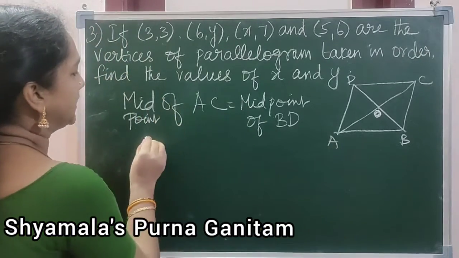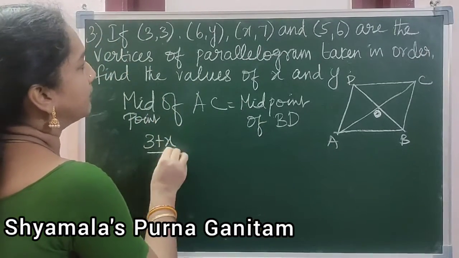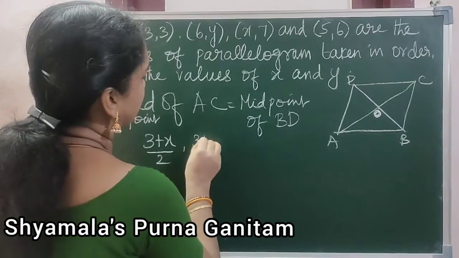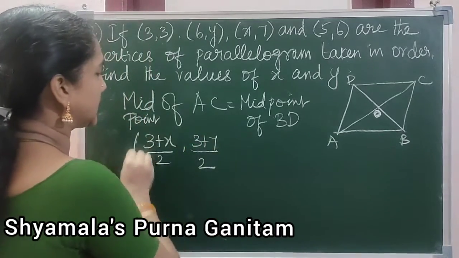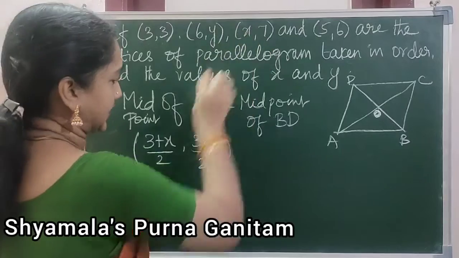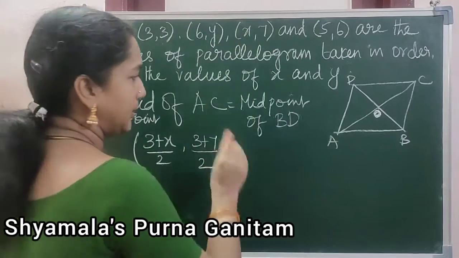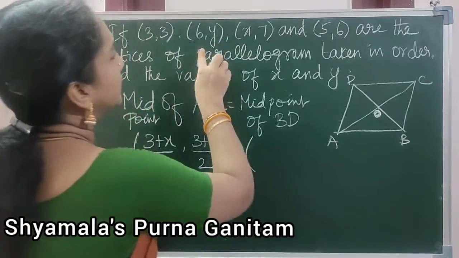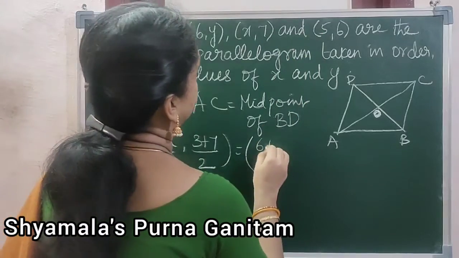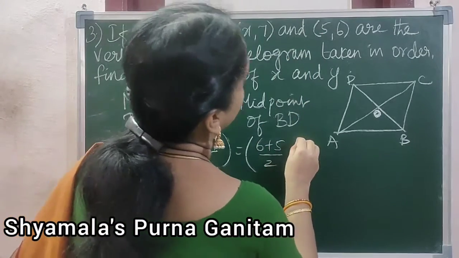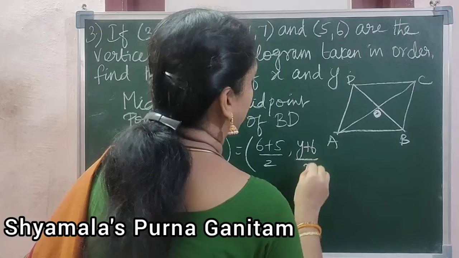Okay. So this is 3 plus x by 2, comma 3 plus 7 by 2. So this is the midpoint. This is A and this is C. So this midpoint is equal to the midpoint of BD, which is 6 plus 5 by 2, comma y plus 6 by 2.